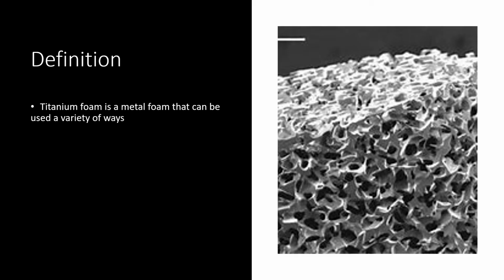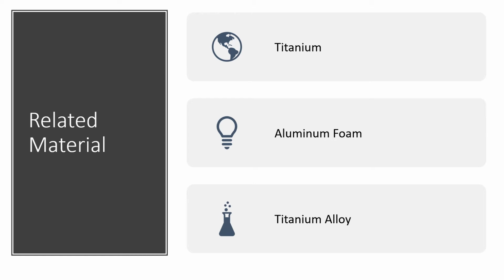Titanium foam. Titanium foam can be defined as a metal foam that can be used in many ways. These ways will be discussed later in the slides. Some related materials would include the following. Titanium, due to titanium foam being made up of 99.8% of high purity titanium powder. Another includes aluminum foam. It has the same idea as the titanium foam, except it's made with aluminum.